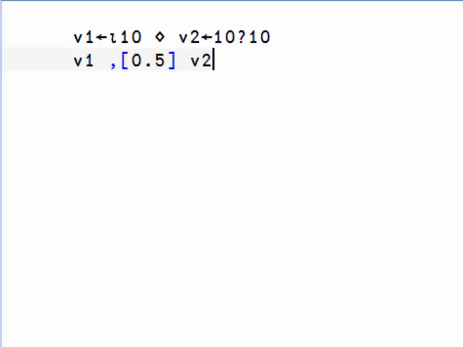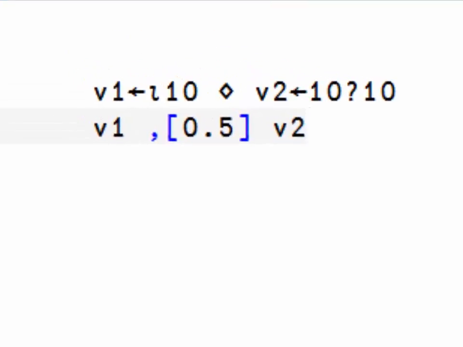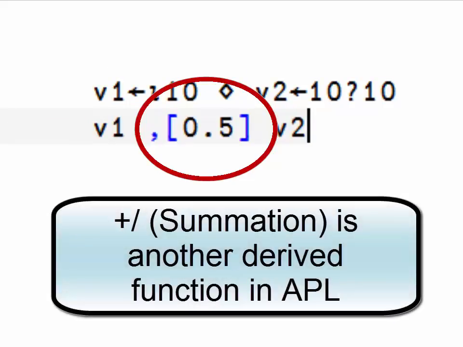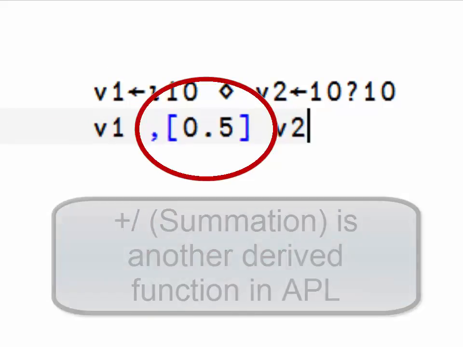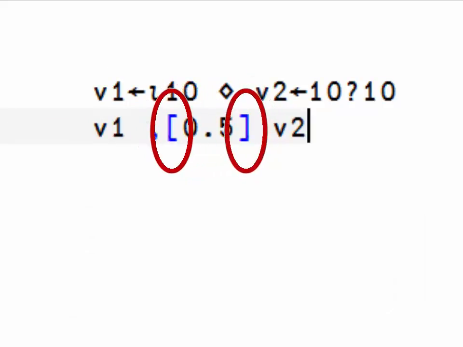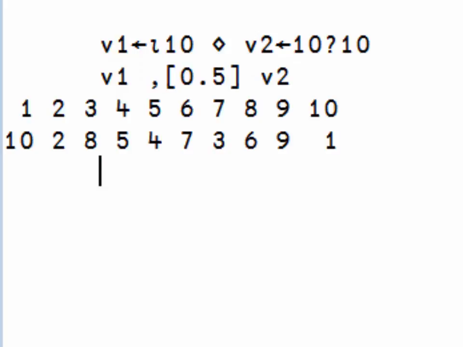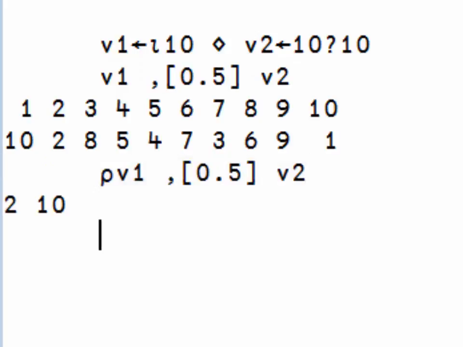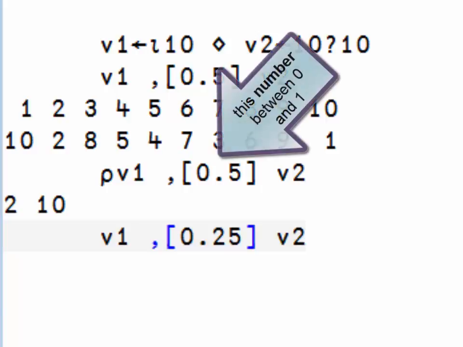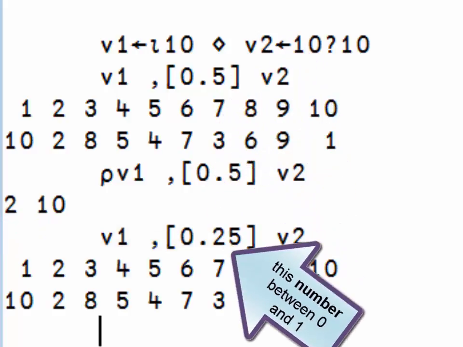Lamination is a special function in APL. It is a derived function, just like a summation which uses a plus slash. It uses an operator, the bracket axis operator. Here V1 will be laminated to V2 by introducing a new dimension just before rank 1. So 0.5 is before 1, so we get a 2 by, in this case, 10. Any number between 0 and 1 would have worked.